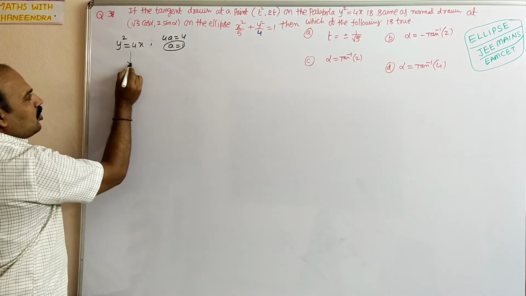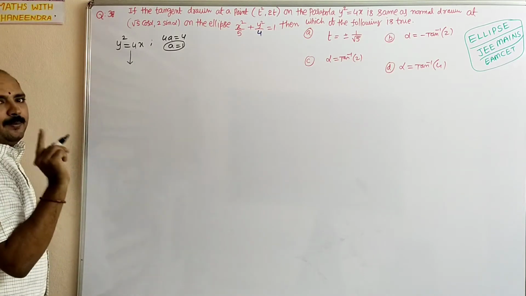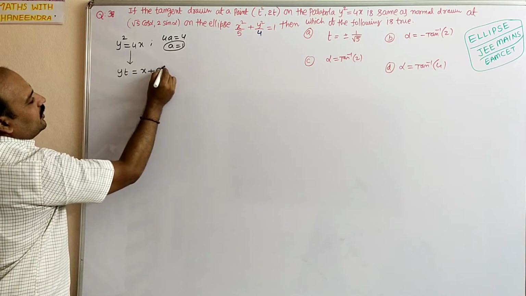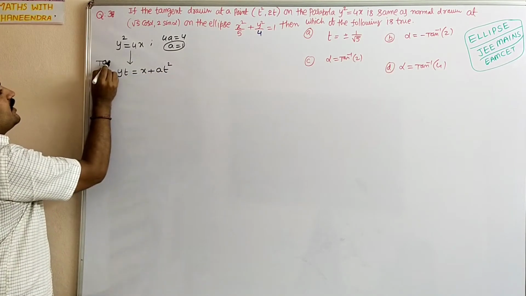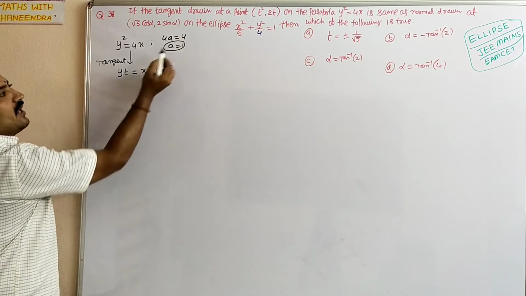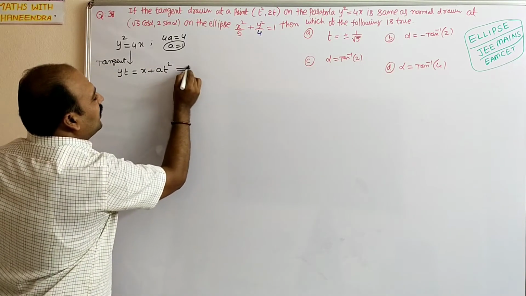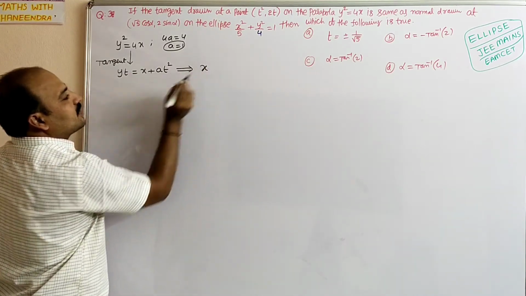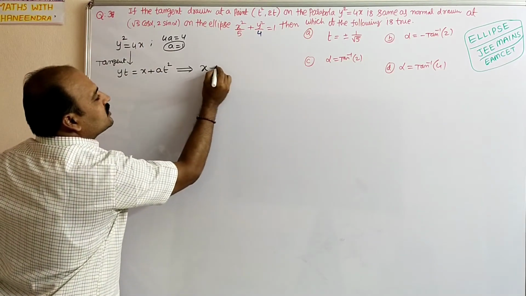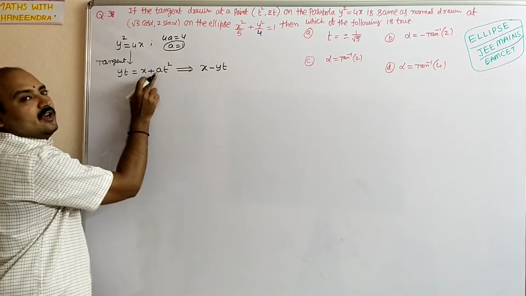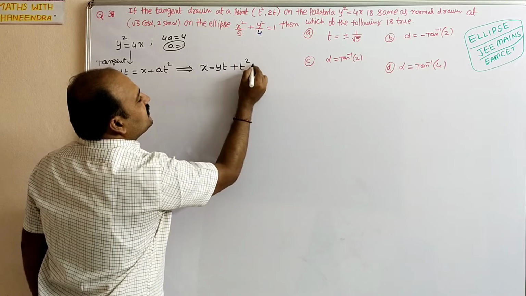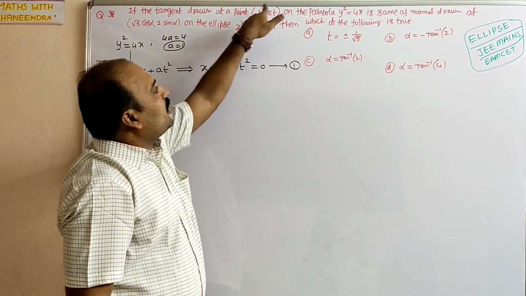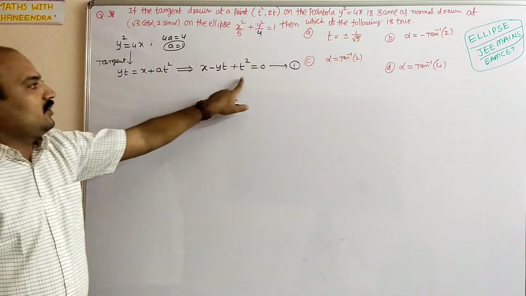What is the equation of tangent at the parametric point t? yt is equal to x plus at square is the tangent equation. But a value is 1, so this equation becomes, writing in the order x, y and then the constant: x minus yt plus t square is equal to 0. Call that equation number 1. The tangent drawn at this point on the parabola is this one.